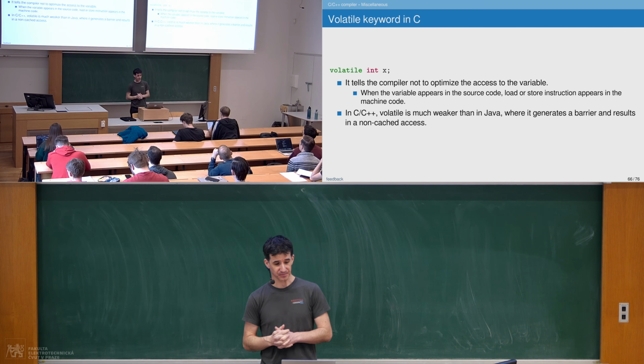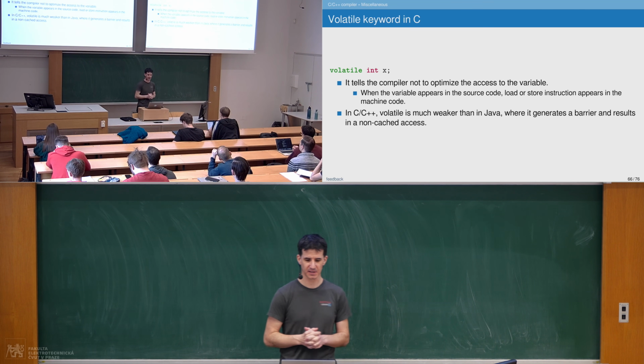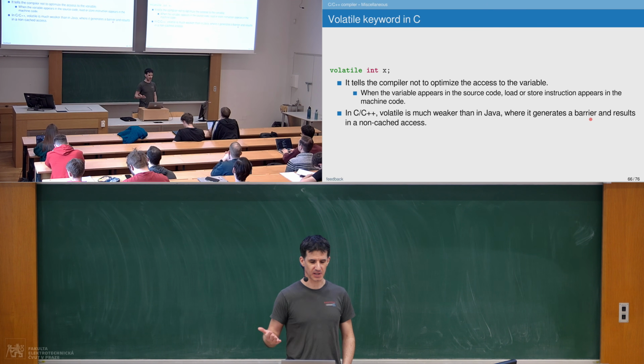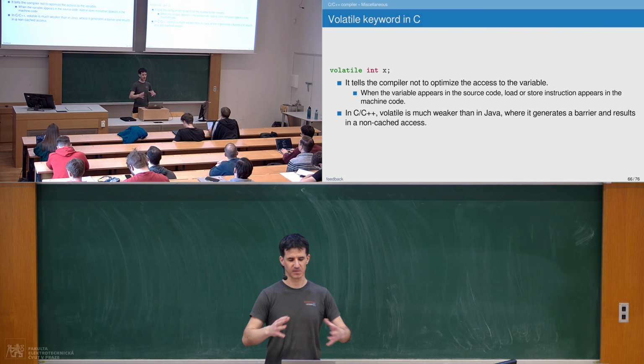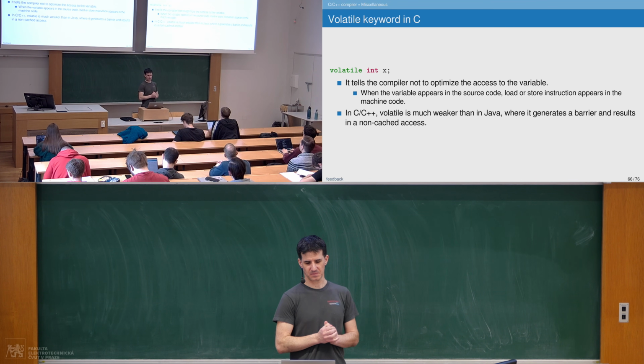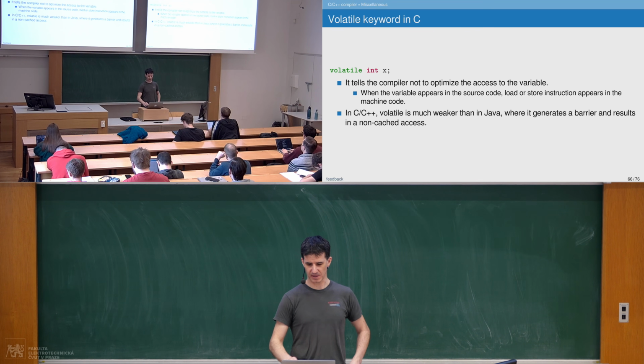In Java, this is something different. In Java, it means that the compiler generates a barrier and uses a non-cached access to the variable. So this is something completely different, and have this in mind, don't confuse them.